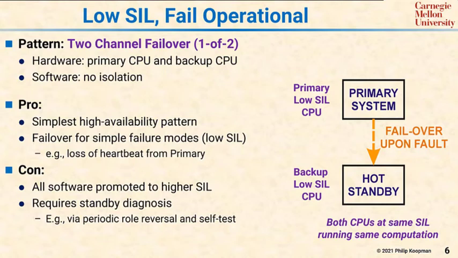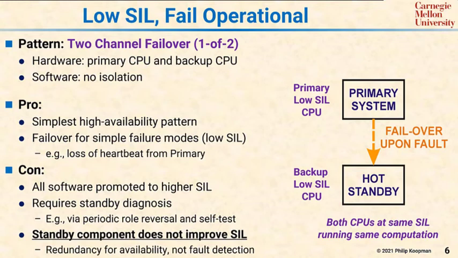One is the standby also sends a heartbeat to the primary, so the primary can set an alarm if the standby has failed. Another way is that every once in a while, say once a day, the primary and the standby can swap roles so that you can be sure both of them worked at least in the last day. The most important thing with this pattern to understand is that the standby component is not there to improve the safety of the system. What it does is it improves the availability.